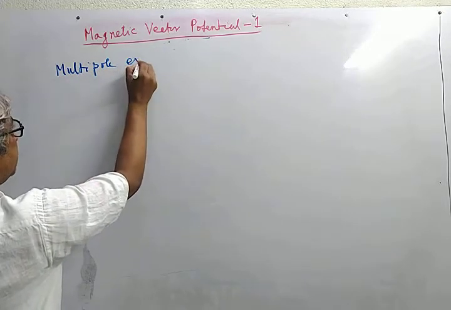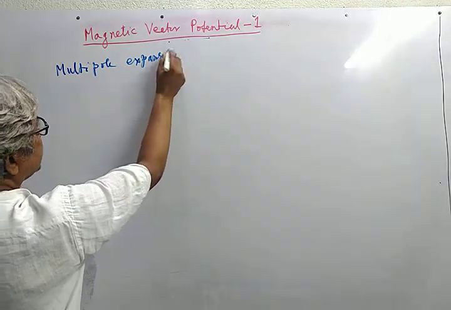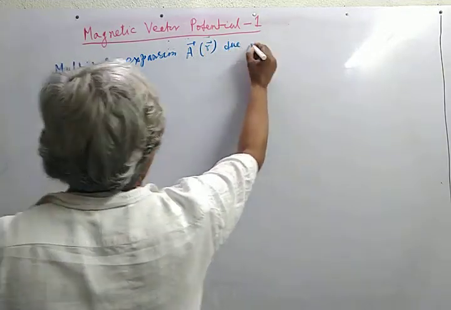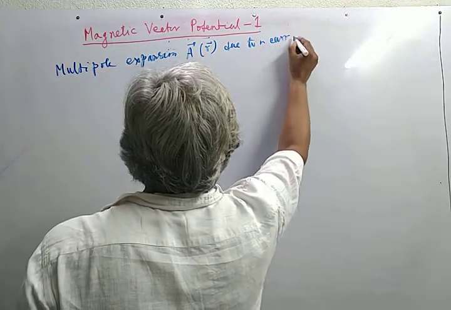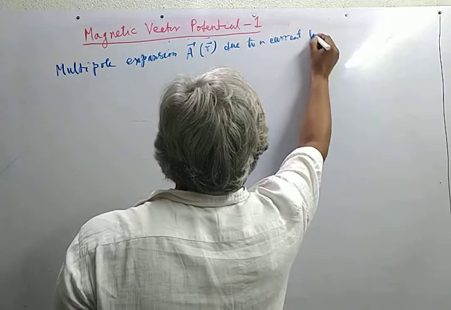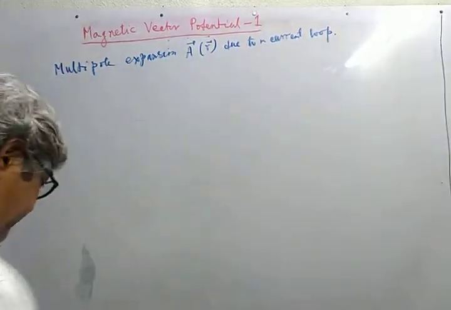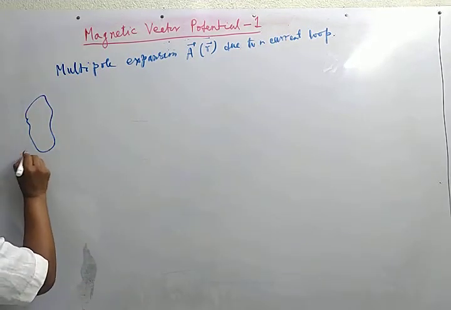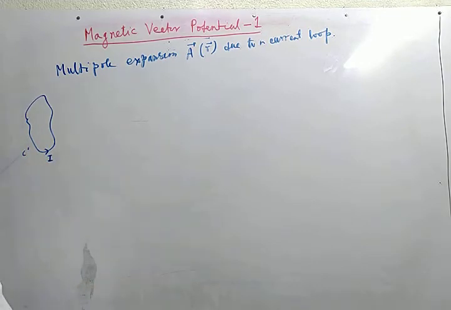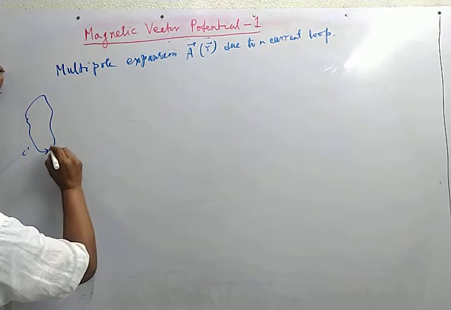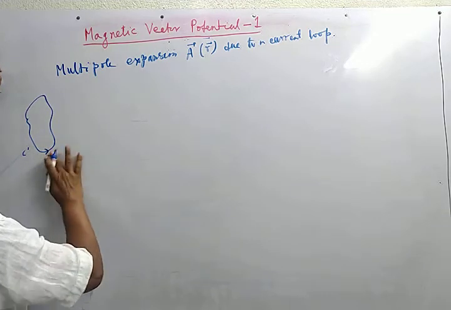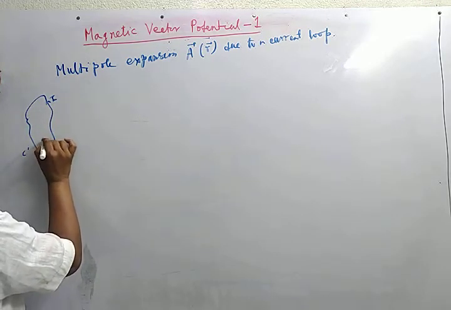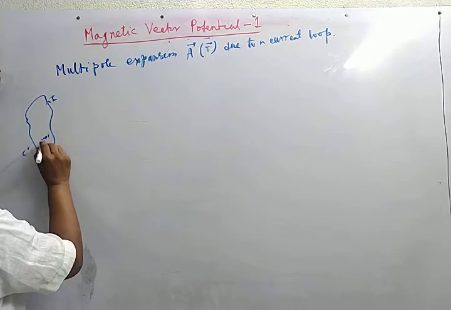So we have the multipole expansion of the magnetostatic vector potential due to a current loop. We are considering a current loop, a loop C prime which carries a current I, and if we consider a length element, this is the current element I dr prime. So I dr prime is the source coordinate.